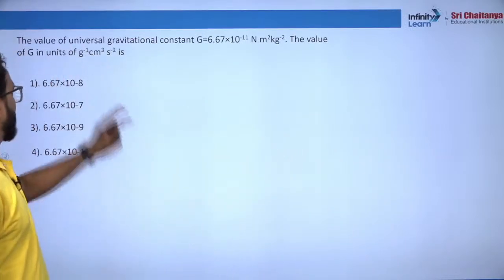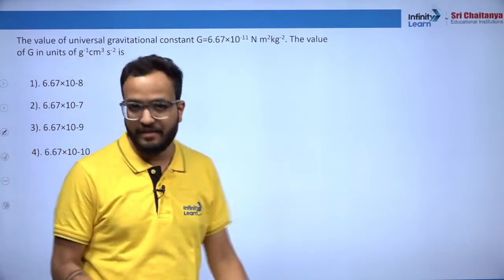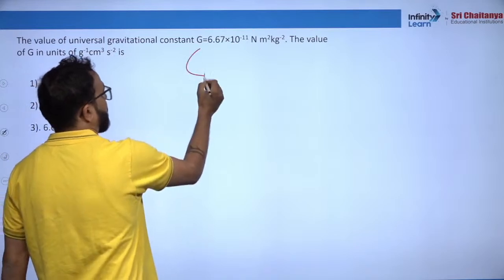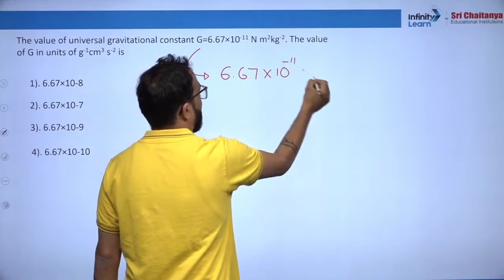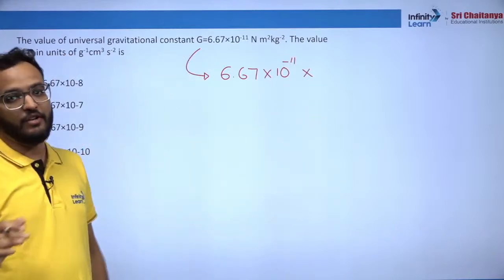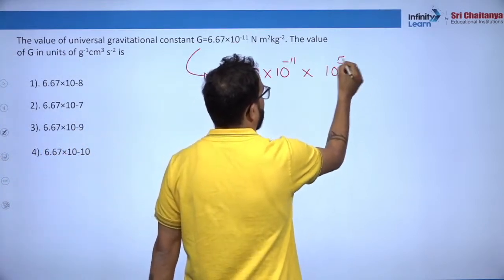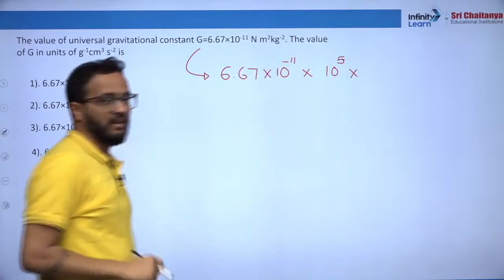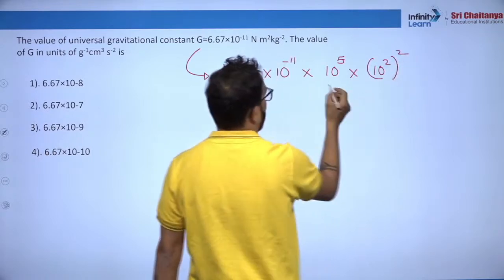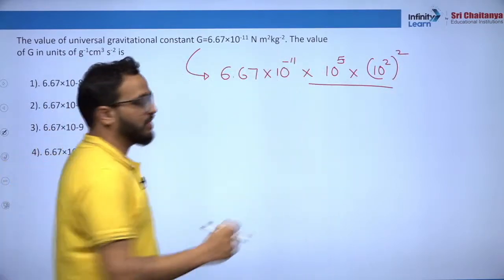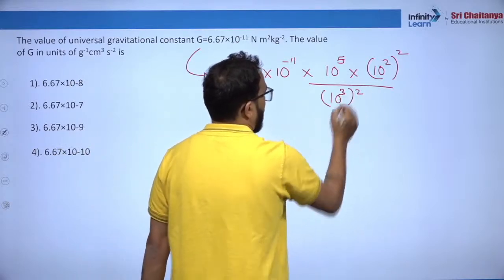So let's begin. The first question is very simple. You just need to convert the gravitational constant into its CGS system. So it will be 6.67 into 10 to the power minus 11 into, Newton is 10 to the power 5 dynes, into meter square. 1 meter is 100 centimeter, so 10 to the power 2 square, upon kg square. 1 kg is 1000 grams, so 10 to the power 3 whole square. Did you understand? So how much is this going to be?